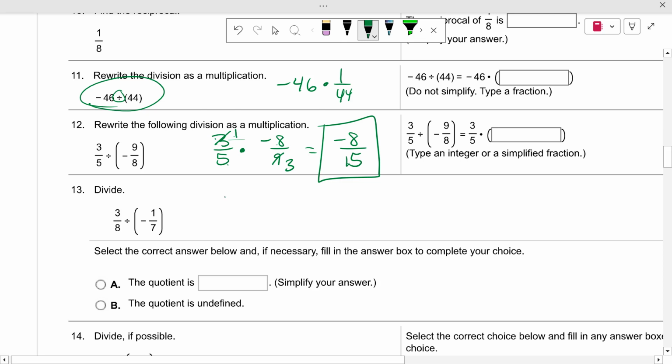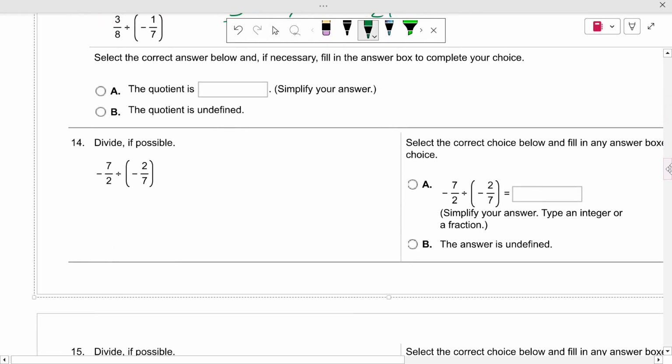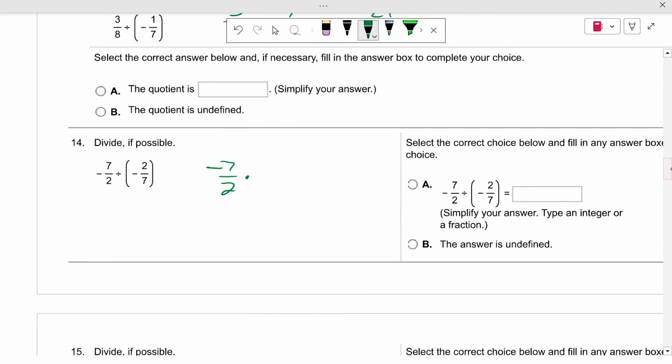Same thing on this one. It's 3/8 times 7 over 1, which is negative. Nothing goes into each other, so we multiply the numerators, negative 21, and the denominators, 8. On this one, negative 7 halves divided by 2 sevenths is negative 7 halves times a negative 7 halves, because you multiply by the reciprocal. Nothing goes into each other.